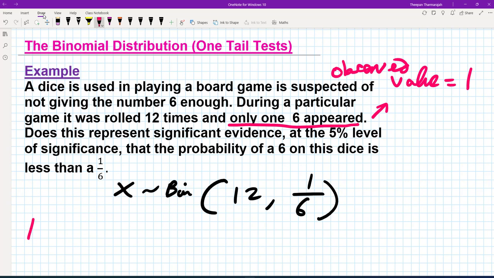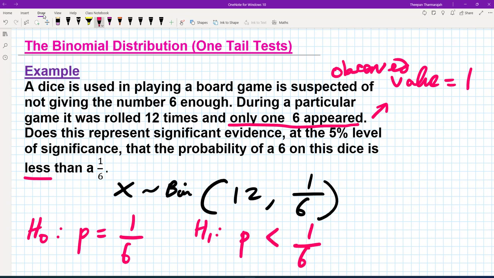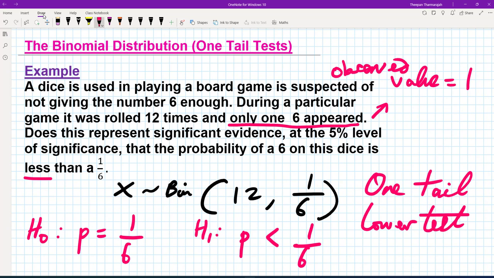And now we need to set up our hypothesis test. So the probability remains the same, which is 1 over 6. But if we notice, the alternative is: is there any evidence that the probability of a 6 on this dice is less than 1/6? Remember, a one-tailed test always has a direction, either greater than or less than. In our case, it's going to be less than. So we say it's a one-tail lower test, and that alpha is 0.05.